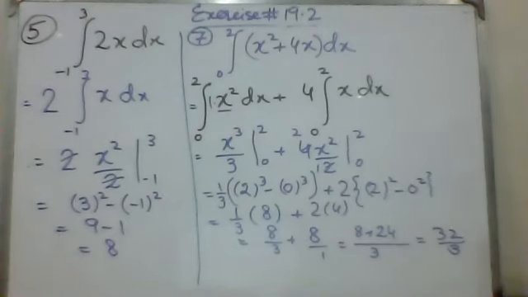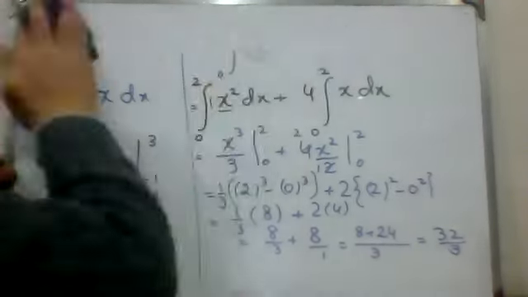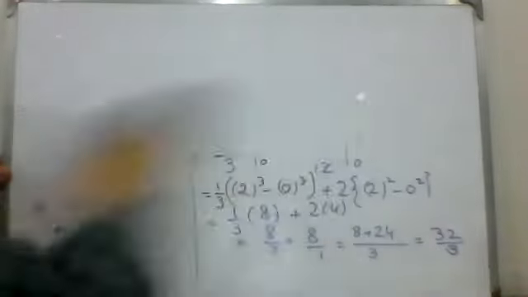Now next question. So after 7, here question number 9. In question 9, integral 0 to 49, here square root of x dx.